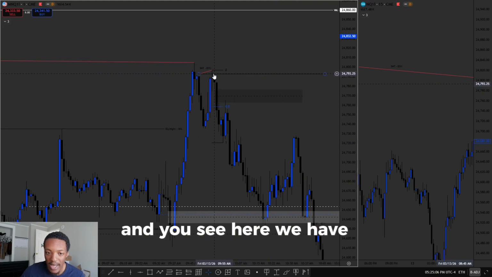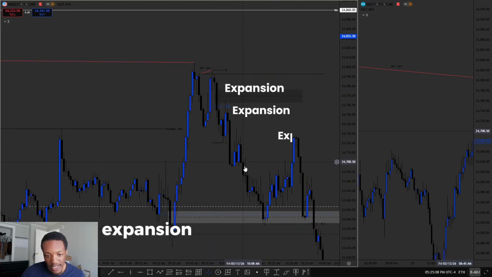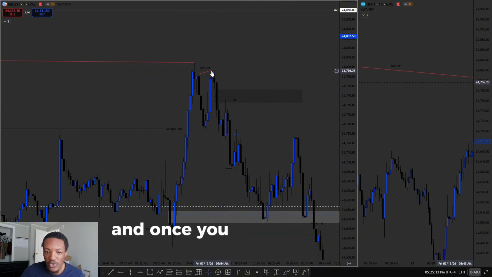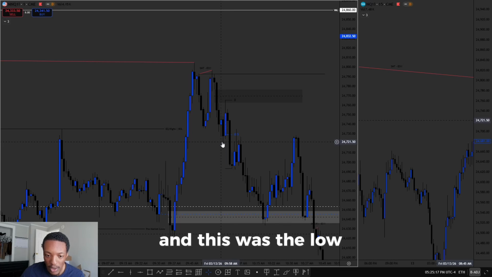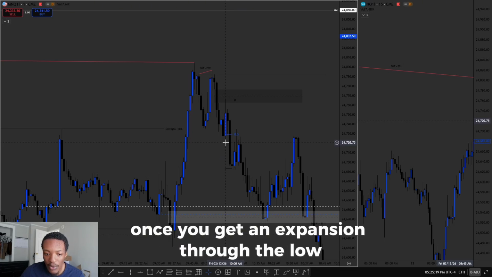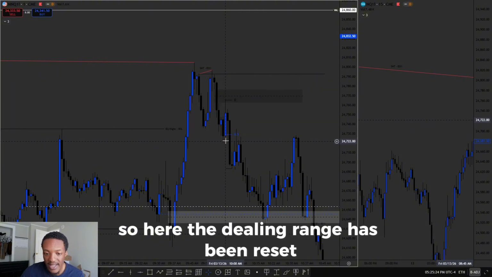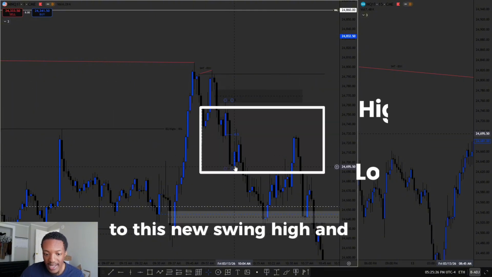And you see here we have an expansion, retracement, expansion again. So let's move our dealing range. And once you get an expansion through the low, so this was our previous dealing range and this was the low. Once you get an expansion through the low, now the dealing range is reset. So here the dealing range has been reset to this new swing high and this new swing low.